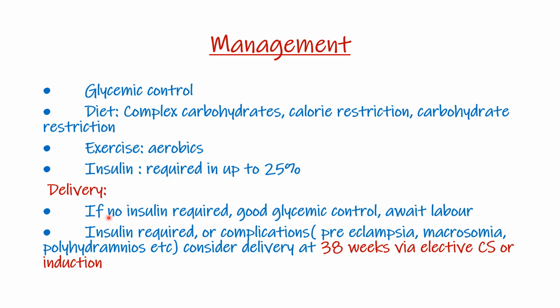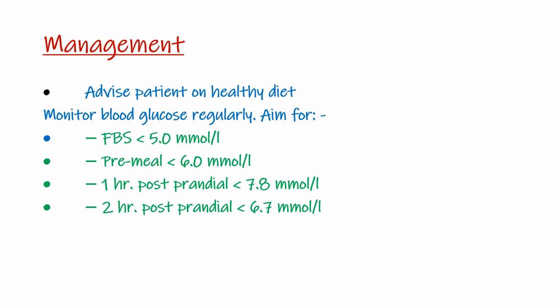So in terms of delivery, if insulin is not required and we have good glycemic control, then you await labor. However, if insulin is required and you have complications such as preeclampsia, macrosomia, polyhydramnios, you consider delivering at 38 weeks, if there has not previously been a complication that would result in earlier delivery, or elective CS or induction.